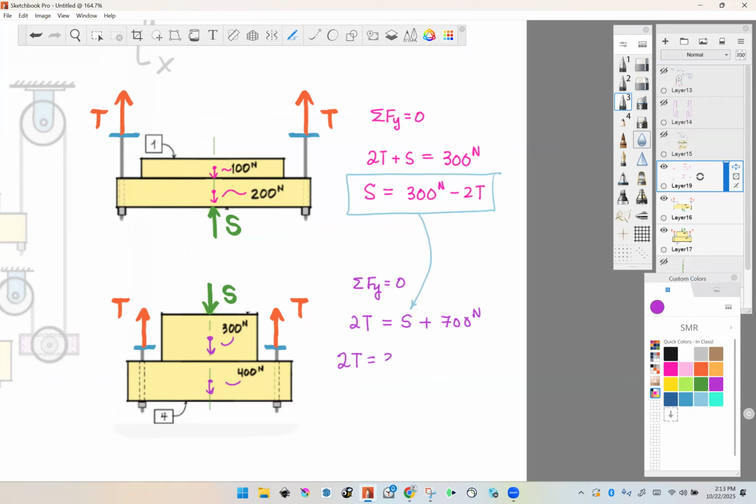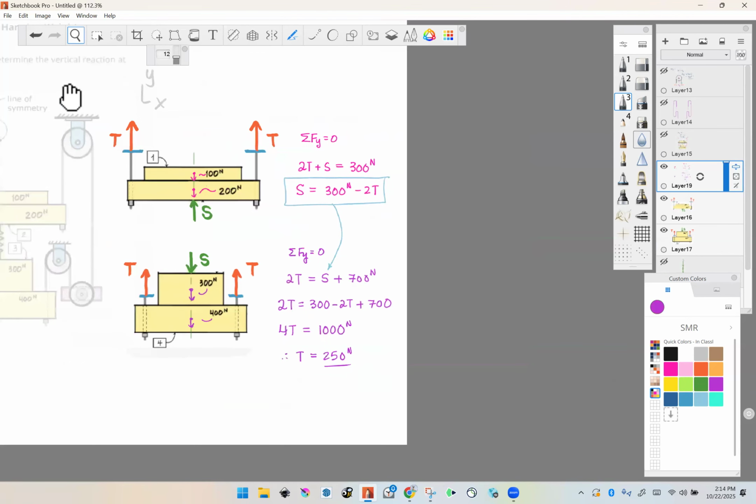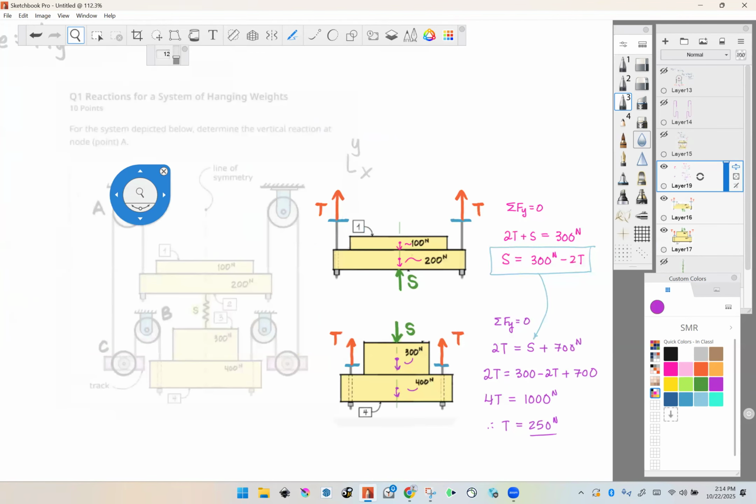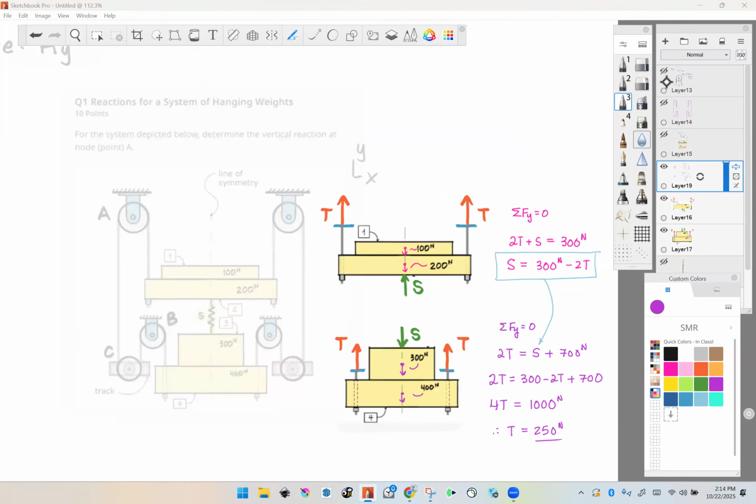2T equals 300 minus 2T plus 700. Rearrange: 4T equals 1,000 newtons. Therefore, tension is 250 newtons. With that information in mind, we could go back and get the correct answer to the problem. Up here, I plug it in just like we did earlier.